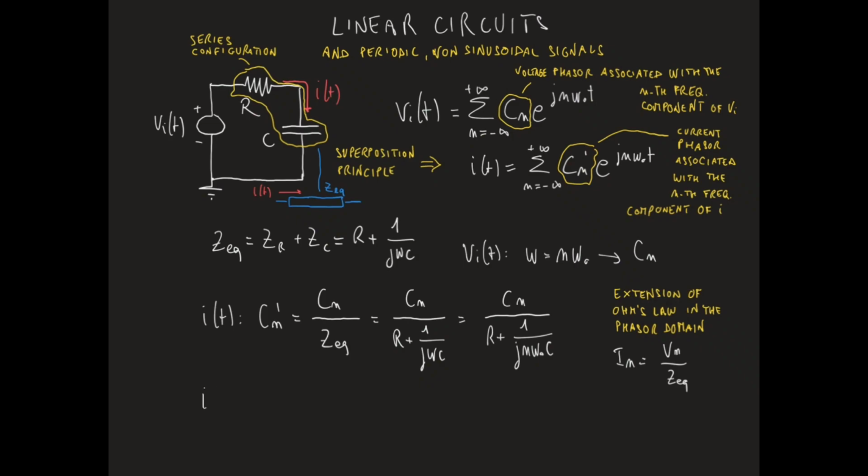Therefore, I of t can eventually be written as the sum for n going from minus infinity to plus infinity of Cn divided by R plus 1 over j n omega 0 C times e to the j n omega 0 t. The result we got in this specific case can actually be extended to any linear circuit. To conclude, we can say that the results we obtain for linear circuits in sinusoidal regime can be extended to the case of periodic non-sinusoidal regime.